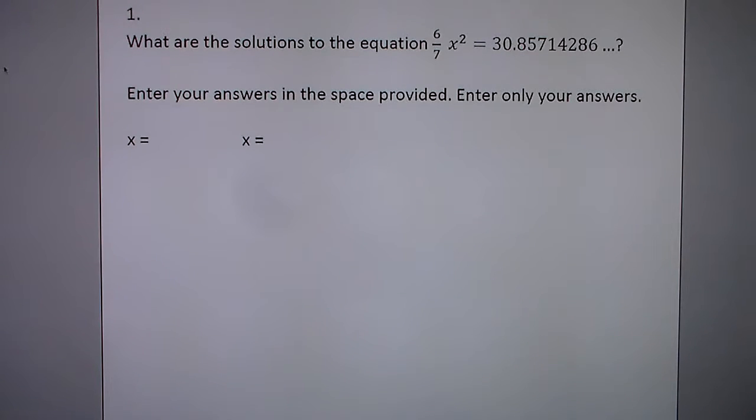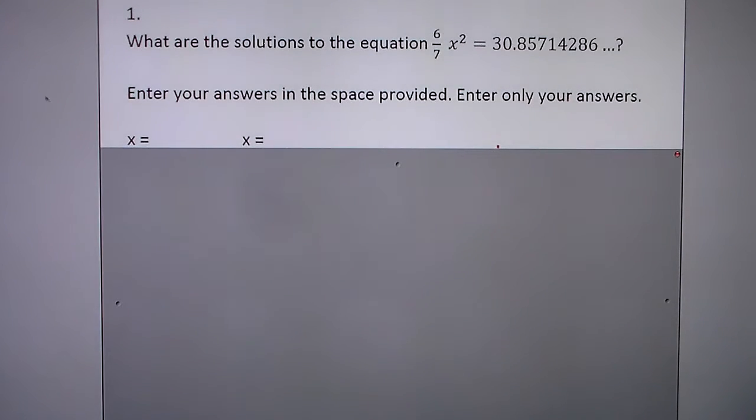So our first problem here is, what are the solutions to the equation 6/7 times x squared equals 30.85714286? So we're going to try to find those solutions. Your goal is to enter your answers in the space provided. Enter only your answers. So we have two options here: x equals, and x equals. We're going to give one answer here and one answer here.